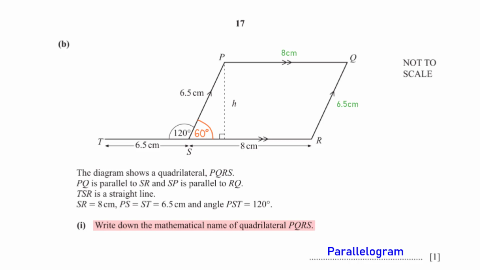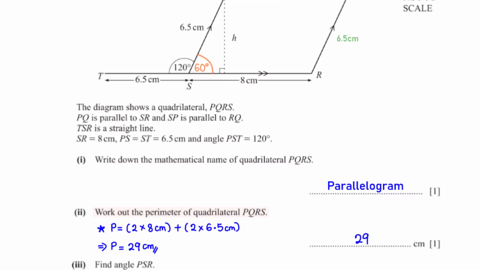Write down the mathematical name of quadrilateral PQRS. PQRS is a parallelogram because it has opposite sides equal and parallel. Work out the perimeter of quadrilateral PQRS. The perimeter of PQRS is 2 times 8 centimeters plus 2 times 6.5 centimeters, which is equal to 29 centimeters.